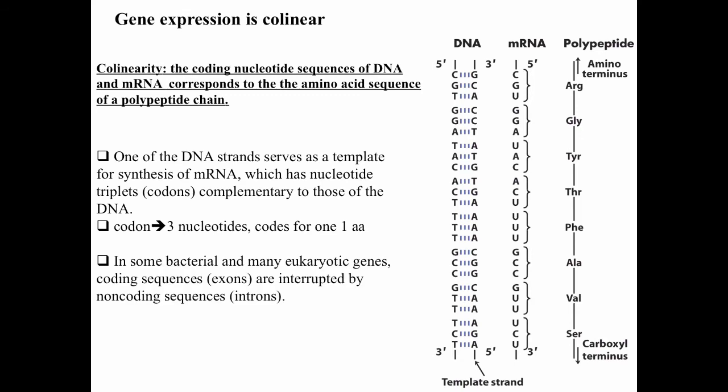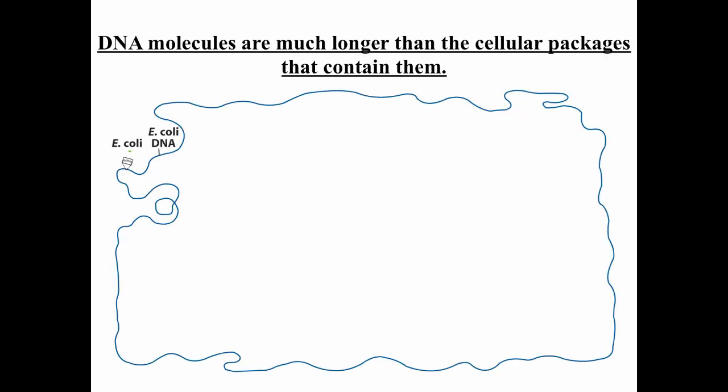Now, in some bacteria and many eukaryotic genes, the coding sequences, or exons, are interrupted by non-coding sequences, or introns. So exons specifically are collinear and introns are not. Okay, so DNA molecules are very, very long, much longer than the cellular packages that actually contain the DNA.